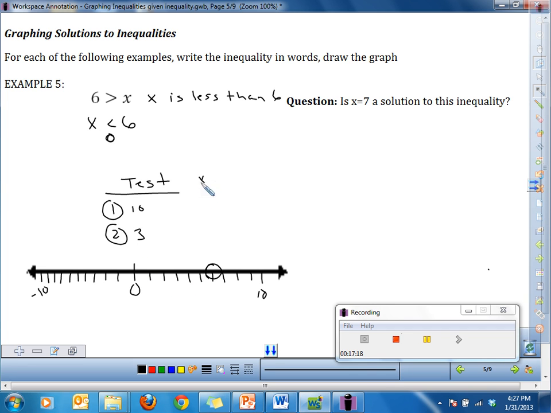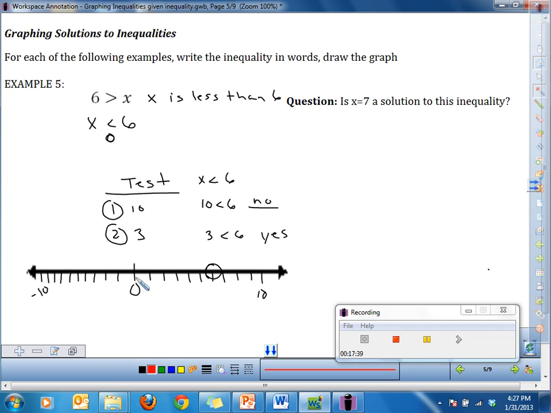So let's see if x is less than 6. Is 10 less than 6? The answer to that is no. 10 is not less than 6. Is 3 less than 6? The answer to that is yes. 3 is less than 6.